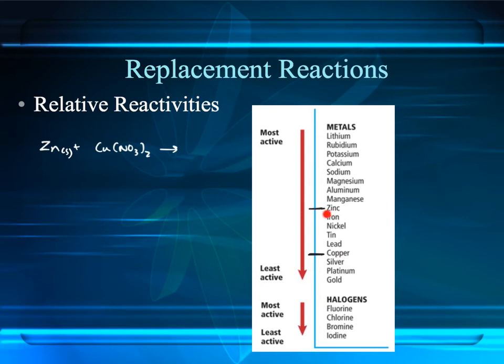Zinc is at a higher activity state than the copper is, so therefore the zinc will replace the copper. Okay, it will go in, that'll knock the copper out, so that means your products over here, you're going to get solid copper coming out of that, and now the zinc is going to go into solution, so you end up with plus, and then zinc's going to have a +2 charge, so Zn(NO3)2. Okay, so that's what we end up getting out of that.